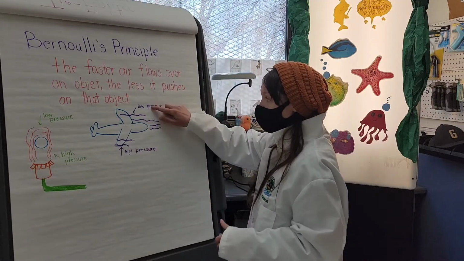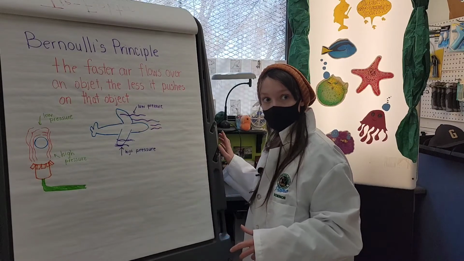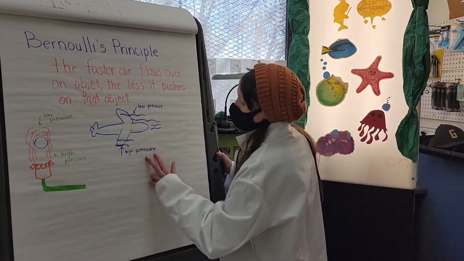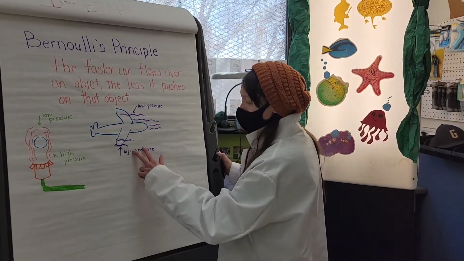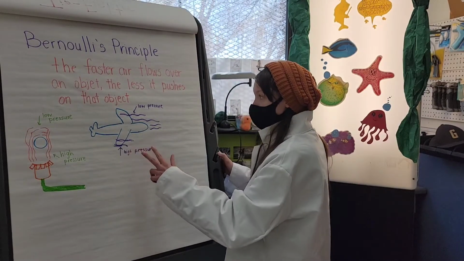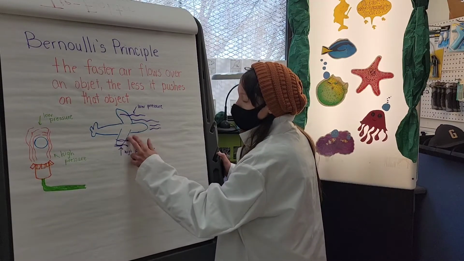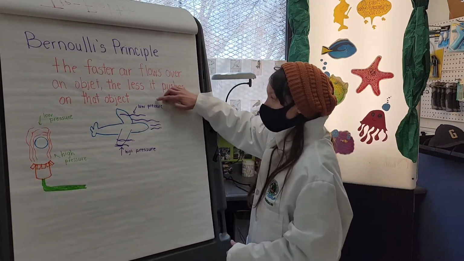This creates a low pressure system on top of the plane. But on the bottom of the plane, it's creating a high pressure system. And so air is still pushing up against the bottom of the wings of the plane, but because that air is moving so quickly across the top of the wings, then that's a low pressure system.